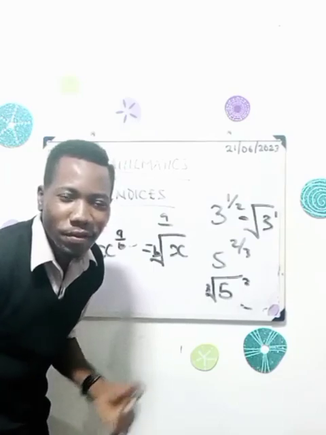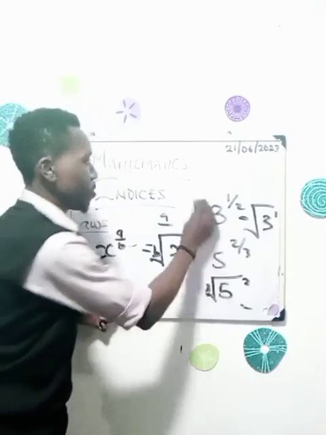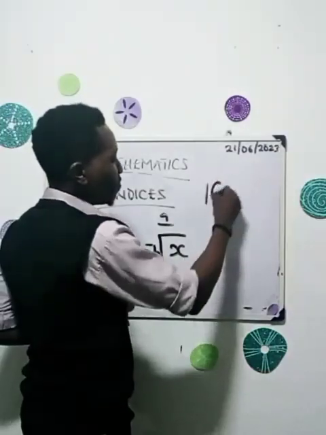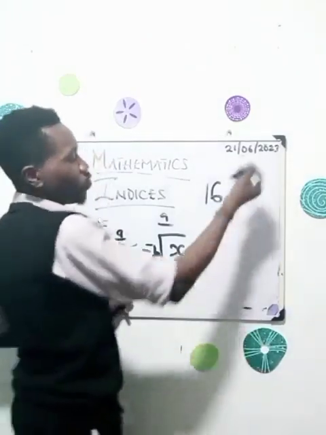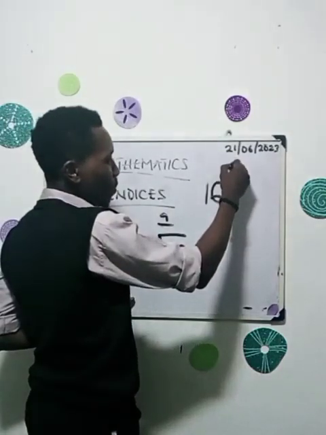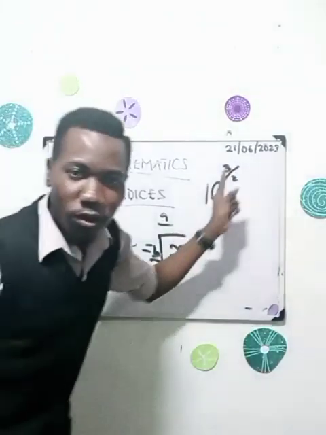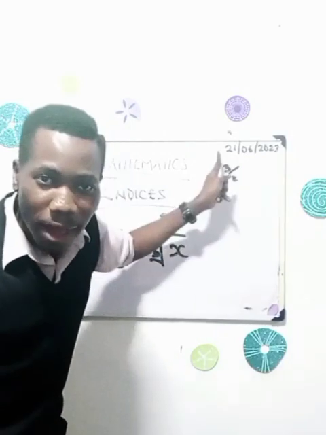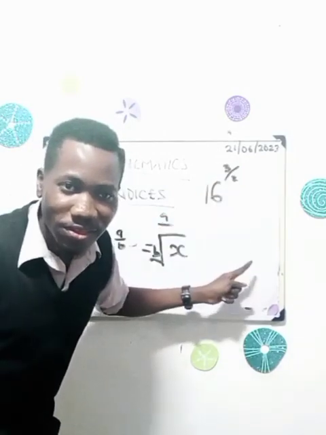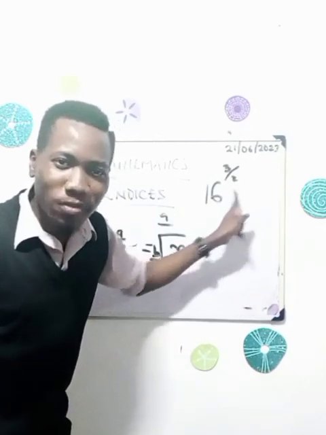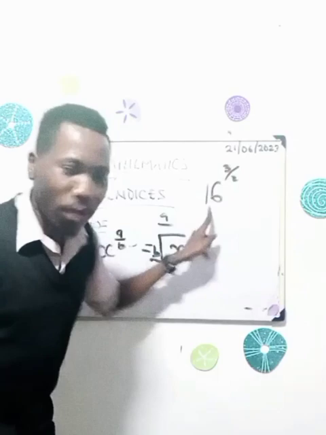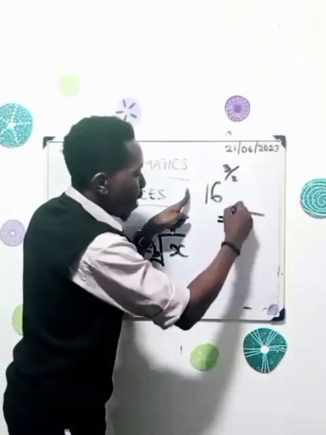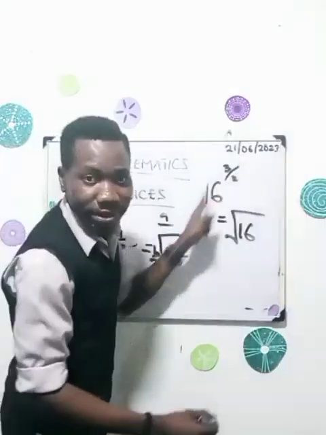Another example. If you have 16 raised to the power 3 over 2. The number down becomes the root, the number up becomes the power. Alright? So this becomes 2 root of 16, which we call square root. So that's square root of 16 raised to power 3.